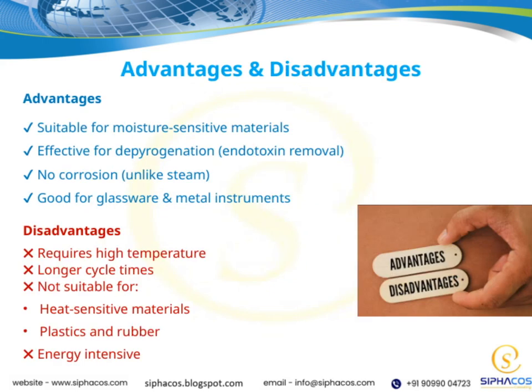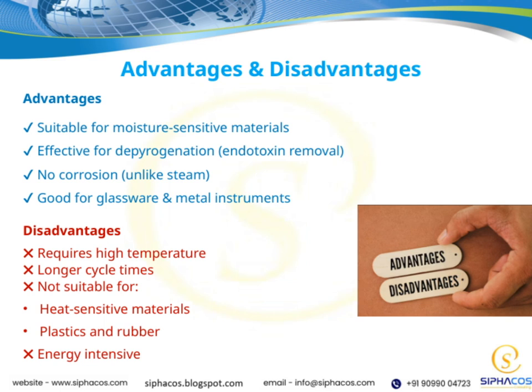Let's take a closer look at the advantages and disadvantages of this sterilization method. On the positive side, it's particularly suitable for moisture-sensitive materials, meaning it won't cause damage or compromise their integrity. It's also highly effective for depyrogenation, which is crucial for removing endotoxins, especially in pharmaceutical and medical applications. Unlike steam sterilization, it doesn't cause corrosion, so it's gentler on glassware and metal instruments, helping them last longer and maintain their quality. However, there are some important disadvantages to consider.